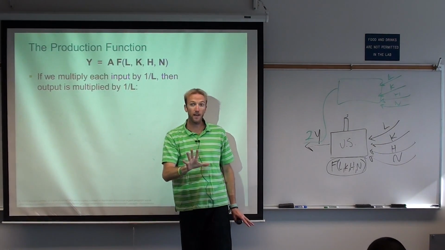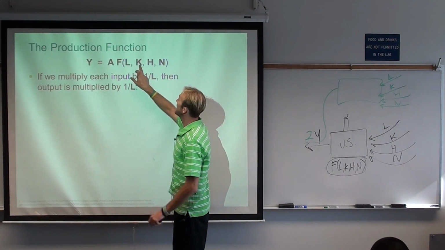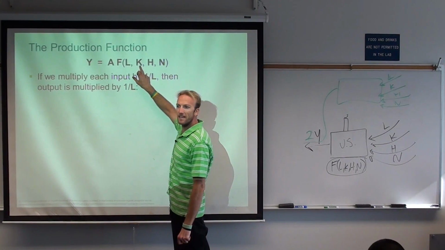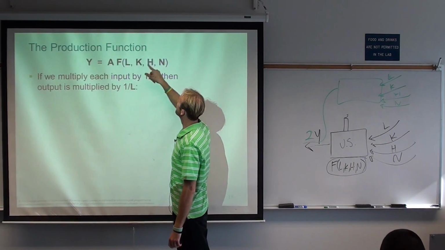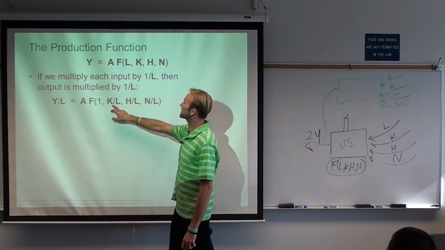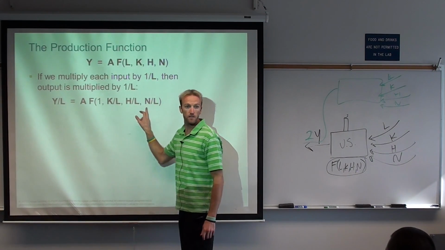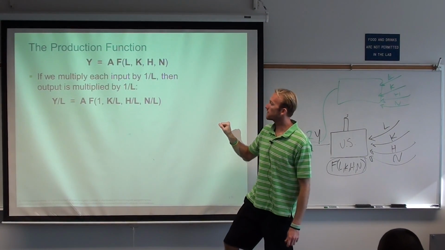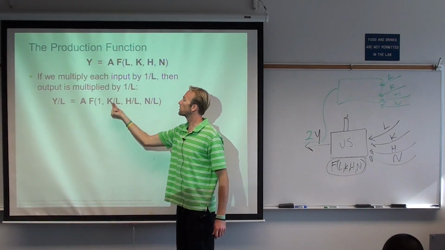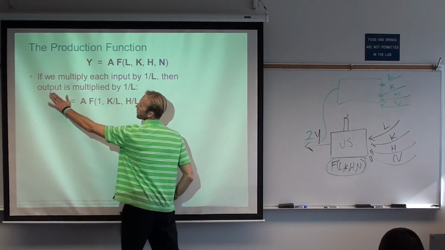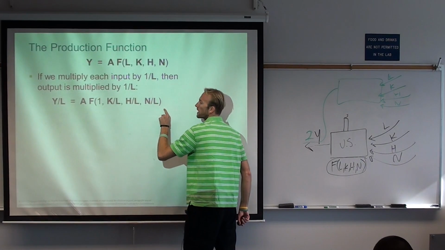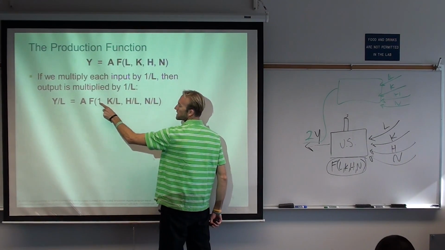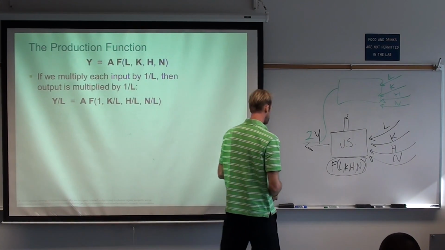Why do I want to do that? Because really what I'm interested in is not just capital. I'm interested in capital per worker, right? So if I multiply each of these things by 1 over L, I get something that looks like this. Okay? I have multiplied each of these by 1 over L. Now don't look at this side quite yet. Just write down what we've got here, right? I multiply each of my inputs by 1 over L.